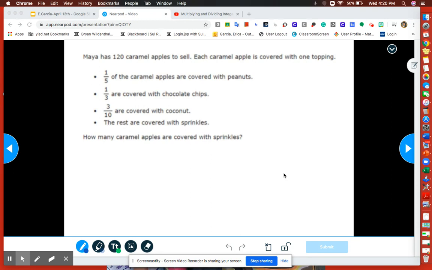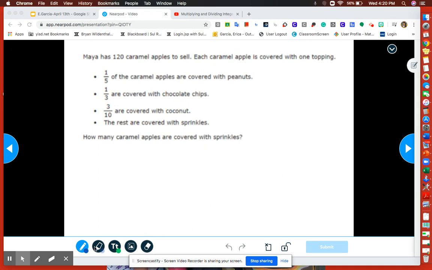Maya has 120 caramel apples to sell. Each caramel apple is covered with one topping. 1/5 of the caramel apples are covered with peanuts, 1/3 are covered with chocolate chips, and 3/10 are covered with coconut. The rest are covered with sprinkles. How many caramel apples are covered with sprinkles?